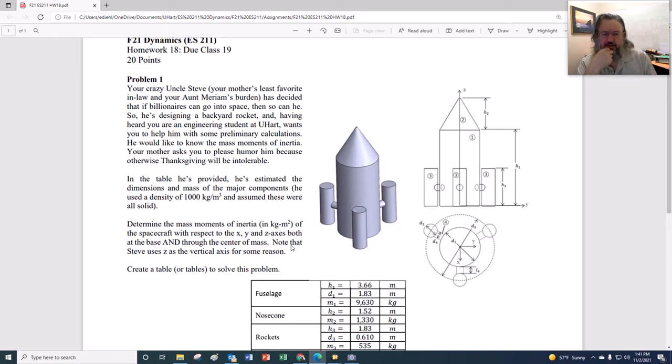He decided he wants to build a backyard rocket, and so we want you to help him find the mass moment of inertia about the X, Y, and Z axes, but also about the axes that pass through the center of mass. So we have right here at the bottom, for some reason, Y is down here, but Z is the vertical one. It's really because I drew it that way, and then I didn't want to fix it, so I left it that way.